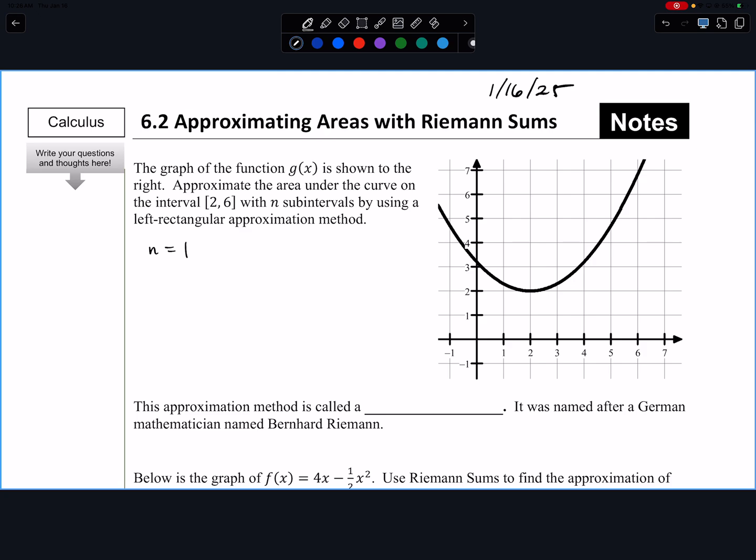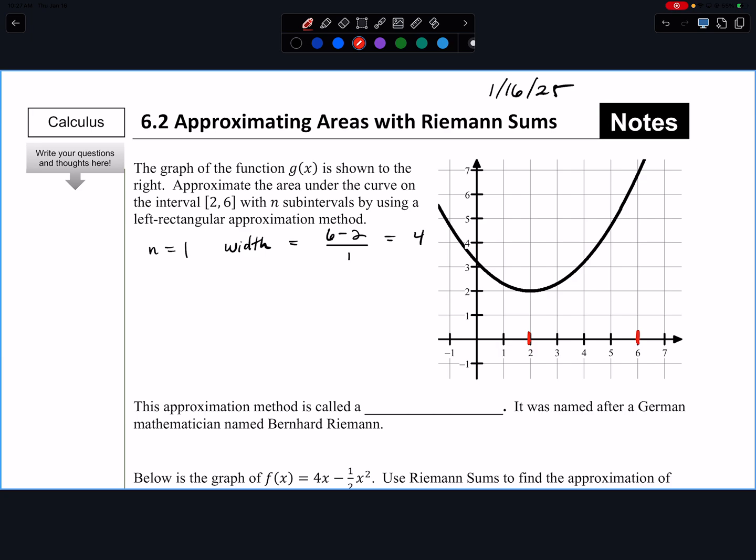So what that would mean is to find the width, all you do is you do the endpoints. So this is like from A to B, okay? So what you would do is 6 minus 2 divided by 1, which is 4. Okay, so what that means is the width of the rectangle I'm going to draw is going to be 4. So from here to here, do you agree that's a length of 4? From 2 to 6?